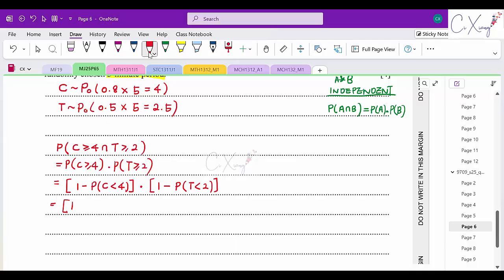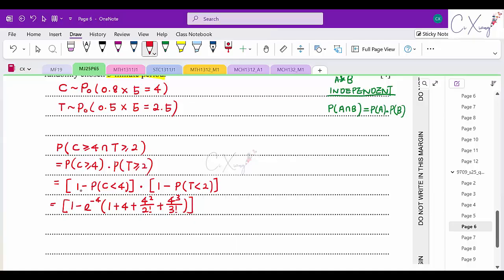Okay, then 1 minus car smaller than 4 means I have to include C equals 0, C equals 1, C equals 2, C equals 3. So let's start with e to the power negative lambda. The lambda for the C is 4, right? Then the first term is always 1, the second term is always 4, the third term is 4 squared divided by 2 factorial. Then the next term will be 4 to the power 3 divided by 3 factorial.